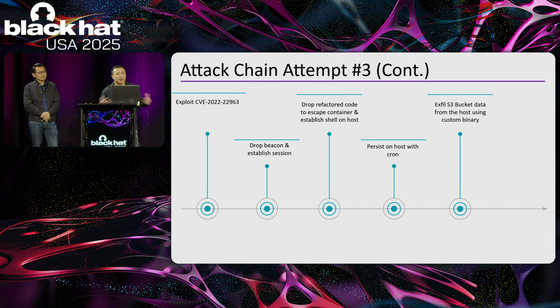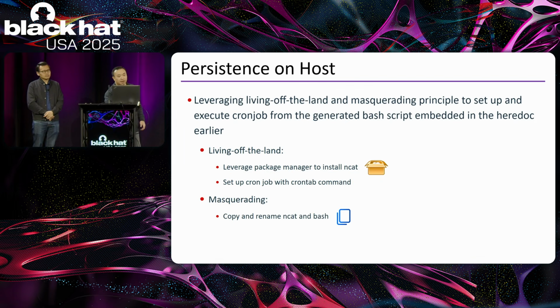So with the refactored scripts for container escape, I executed the attack chain again: exploit the CVE, drop the minimal Rust beacon, establish shell sessions, and then from the shell sessions, drop the refactored scripts onto the container, execute the container escape, and establish a shell session from host. And I didn't trigger the container escape alert anymore. So I moved on to the next step, to persist on host with a cron job and exfil S3 data.